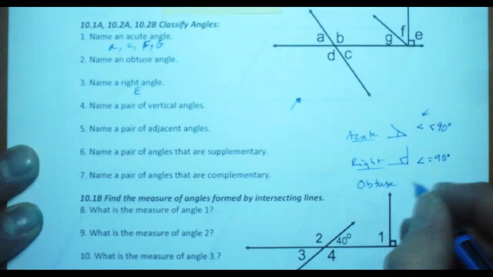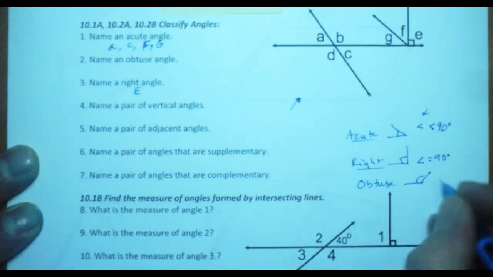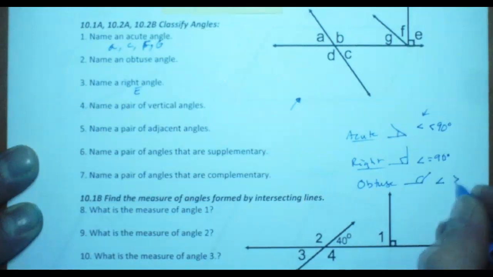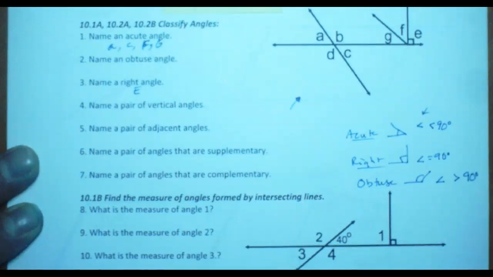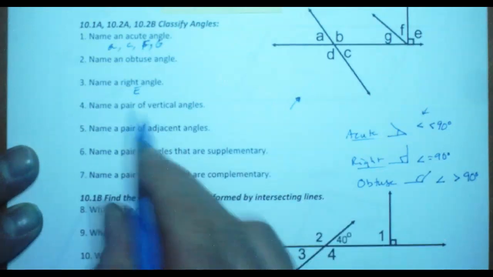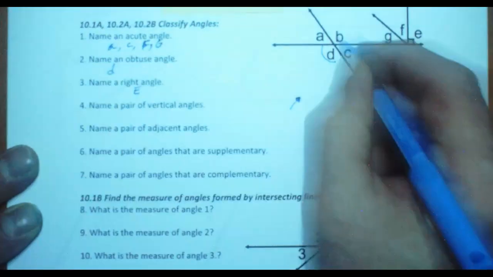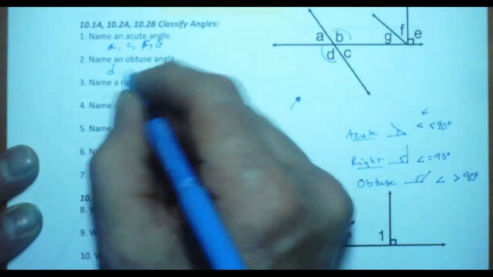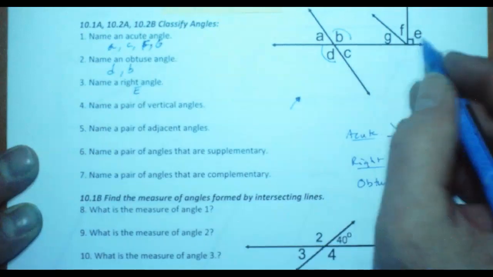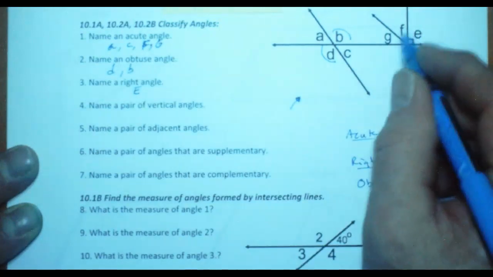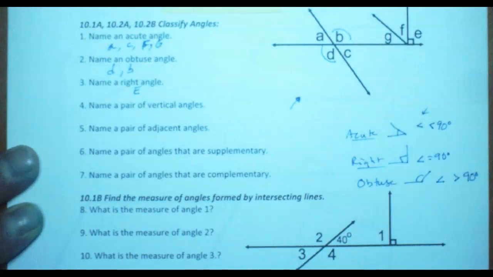Obtuse is going to be like this, something greater than 90. So it'll be an angle. Notice how it's flat on the bottom. An angle that's greater than 90 degrees, and it's going to be less than 180, but that's good for now. So an obtuse angle, well, D is going to be an obtuse angle. B would be an obtuse angle. Let's see. These ones here, these are all acute, so those are really the only two that we have.